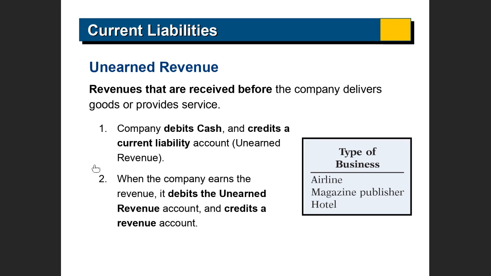Then we have another current liability, which you already know, that is unearned revenue. If the company gets money before it provides the service or the goods, you debit cash and you credit unearned revenue. Unearned revenue is usually a current liability.